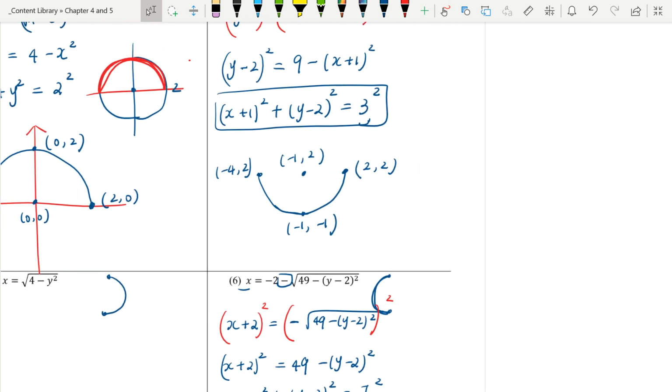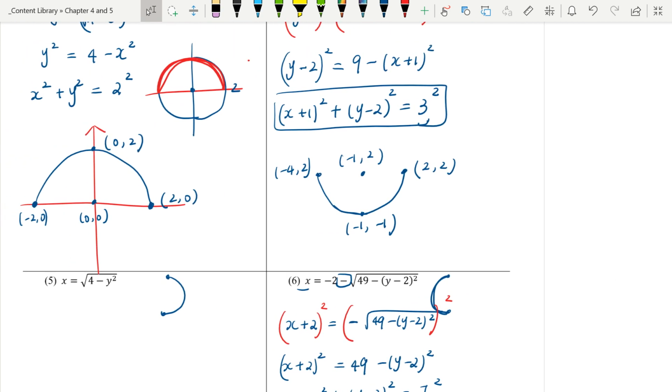For example, I'll just show you one. For that semicircle, the domain is from left to right. What's the furthest left point you can reach and what's the furthest right-hand side point you can reach? So the domain will be -4 to 2. And the range is from bottom to top. What's the lowest point you can get and what's the highest point you can get? So the lowest point is -1 and the highest point is 2. So that's how you find the domain and the range.